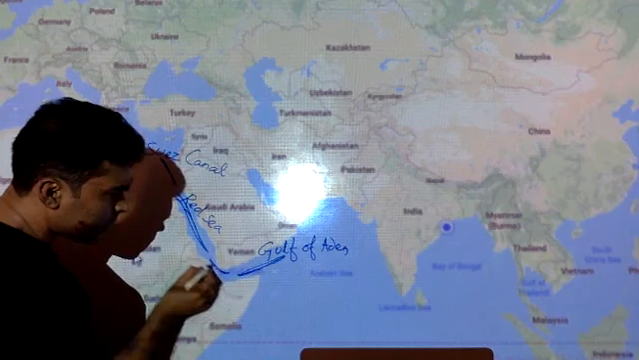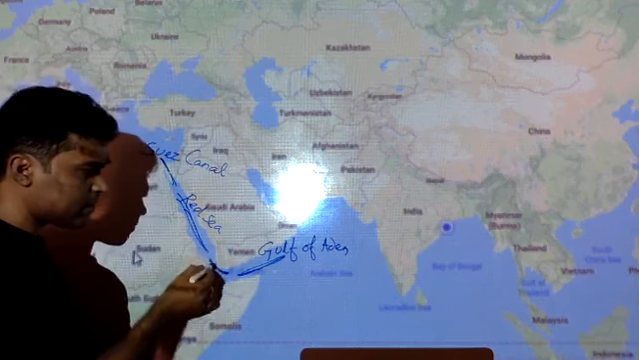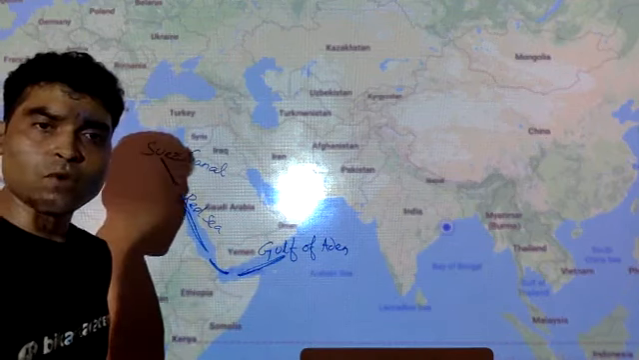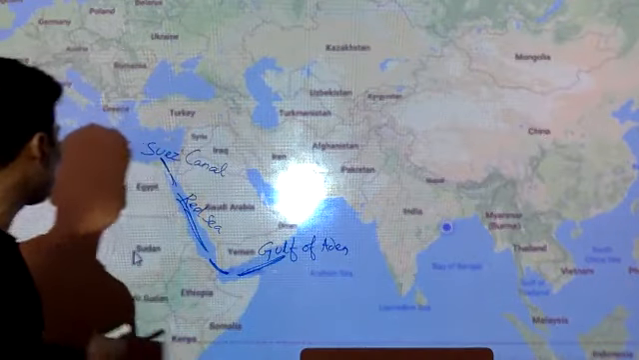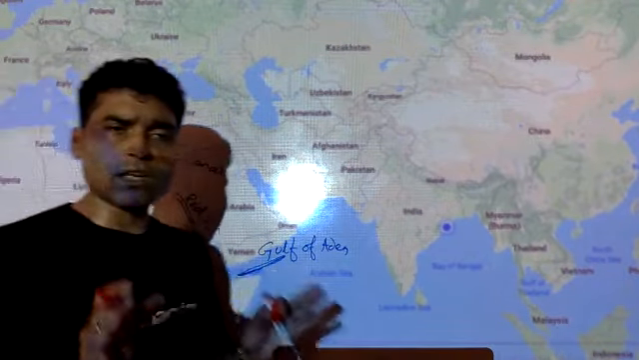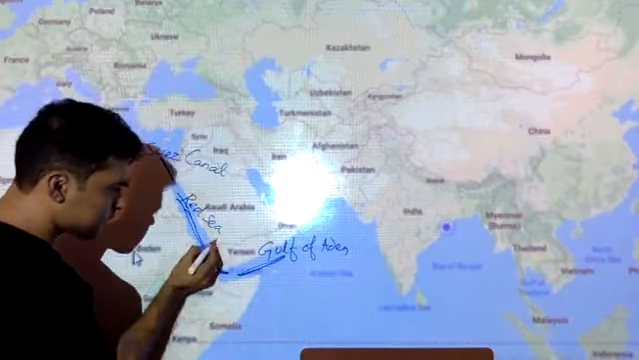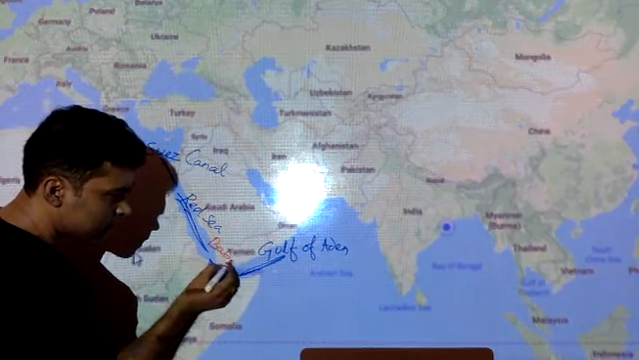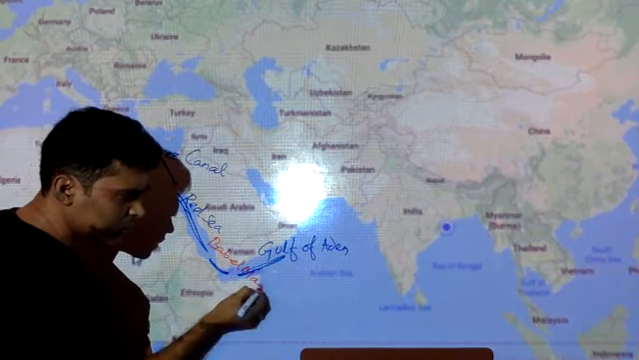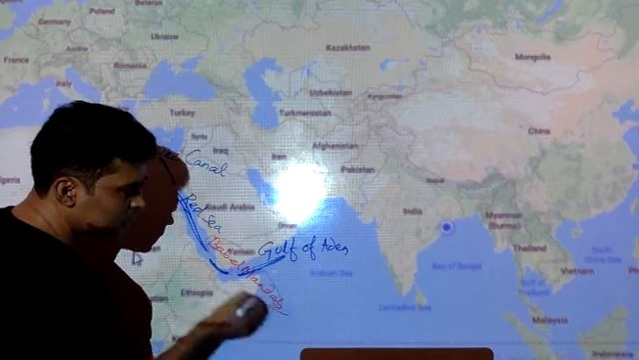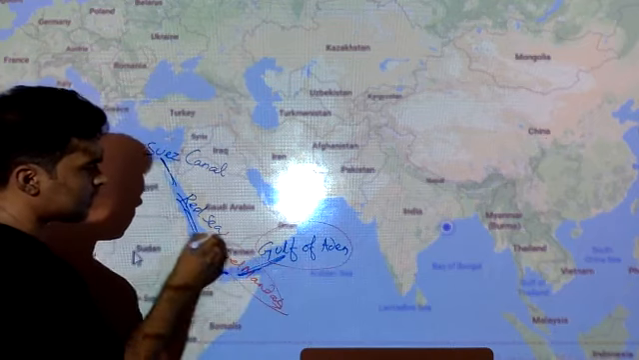And this Gulf of Aden is connected with Red Sea by Bab el Mandab. One strait is there. A strait is nothing but a small water channel, right? So this is Bab el Mandab Strait. It is one strait. So this strait is connecting Gulf of Aden with Red Sea.